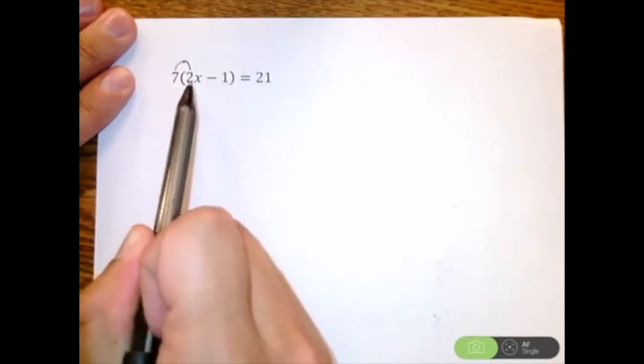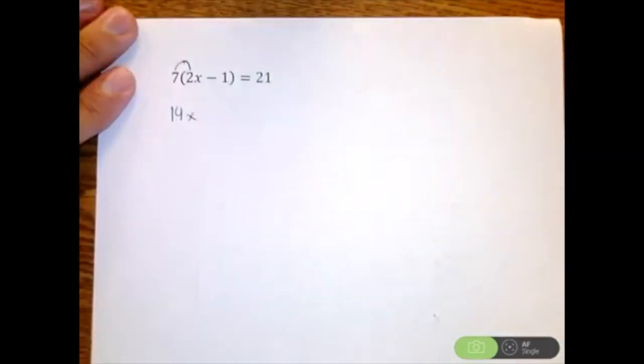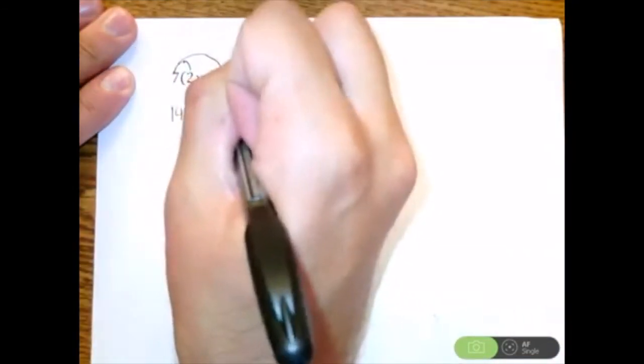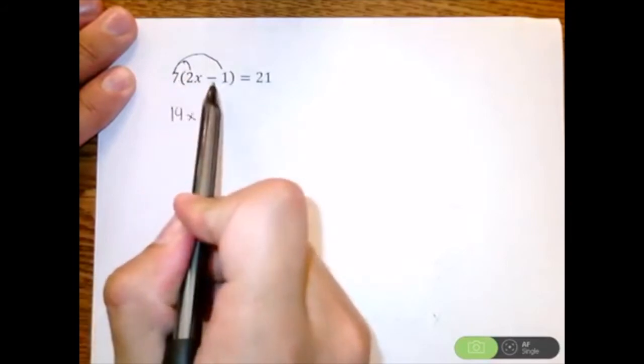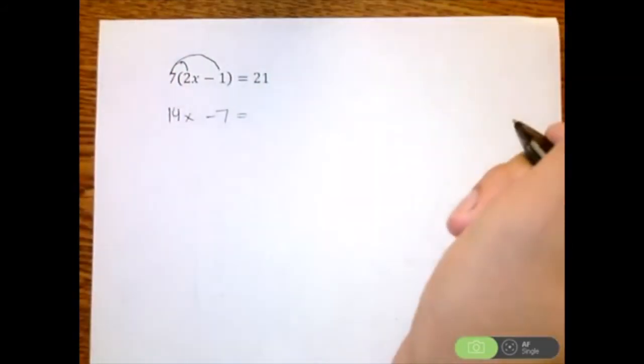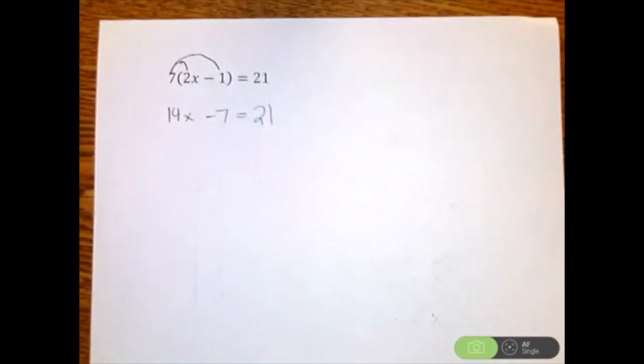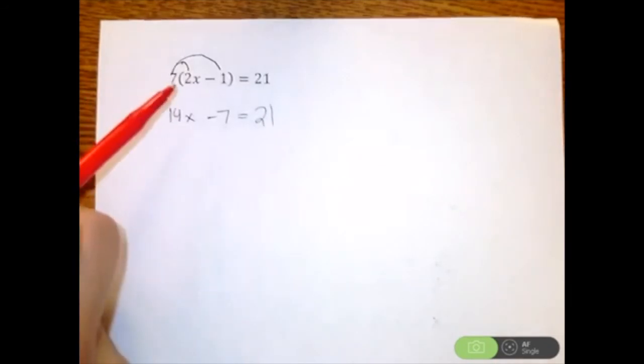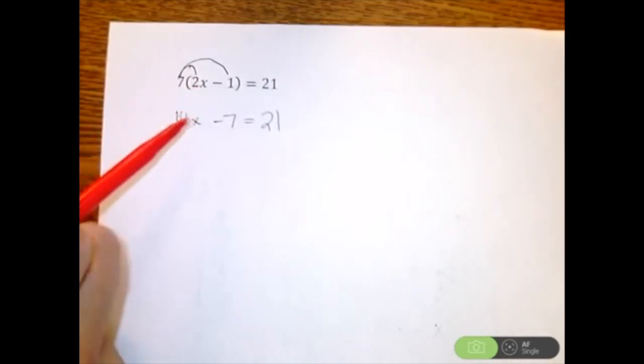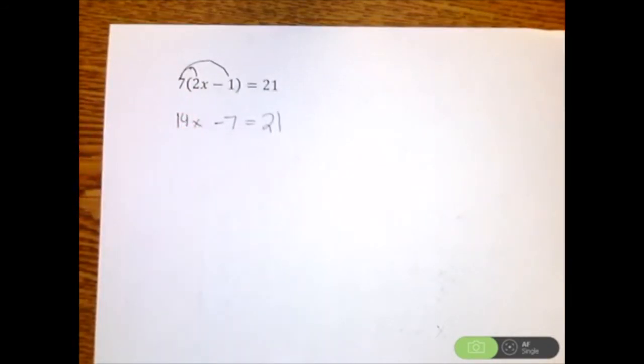So I'm going to take 7 times 2x. 7 times 2 is 14. Don't forget your x. But I don't just multiply there. I've got to take this 7 times the negative 1. 7 times negative 1 is negative 7. I didn't touch the right side, which is equal to 21. So just like that, I had something that looked a little bit foreign to me, did some distributing, and cleaned it up. You should always probably distribute, clean up those parentheses, combine like terms.